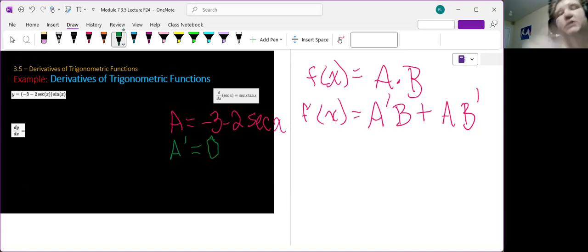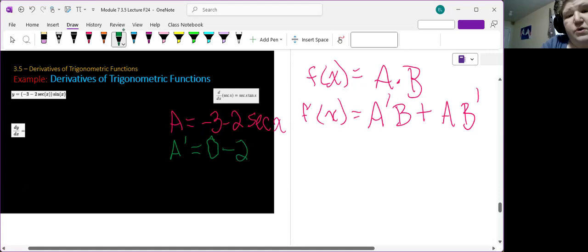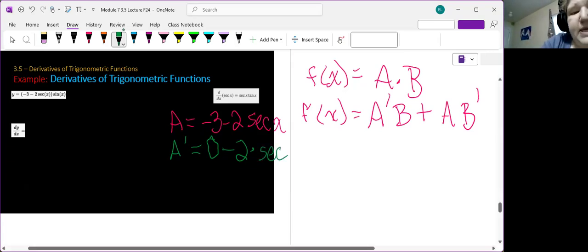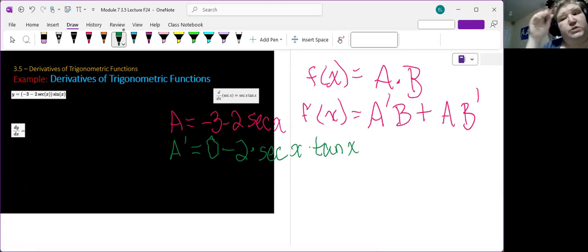Negative 2 times is a constant. It is a negative 2. So we're going to have negative 2 times, and now we're going to do the derivative of secant, which, nice little hint right above there, the derivative of secant is secant tangent. So secant x times tangent x. You need to write the x's. If you write a trig function without an input, it's like writing a square root without a number under it.